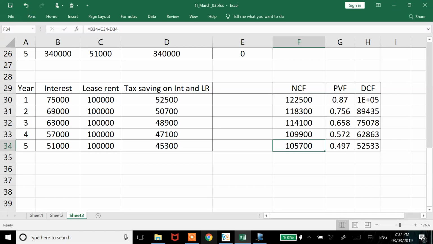Second year he gives you 40, you pass on to the bank. Third year he gives 40, again you pass on to the bank. Fourth year he gives 40, again you pass. Fifth year he has to give you 340, the entire amount, and you pass it on to the bank. So principal will get paid out of the lease rent which is adjusted.